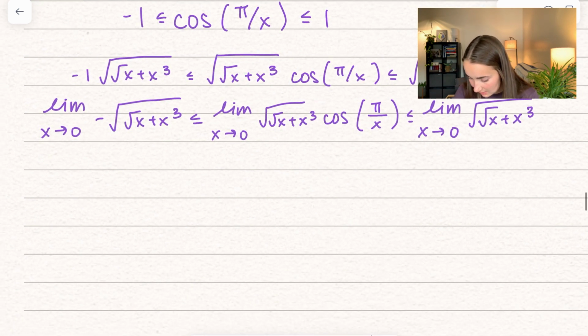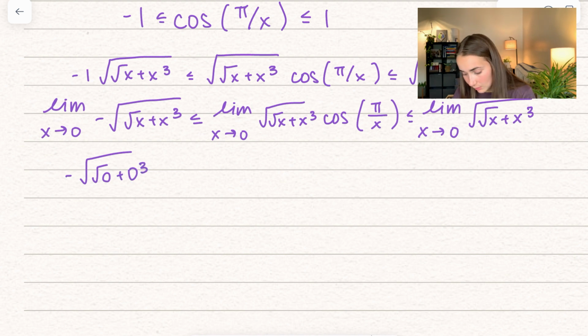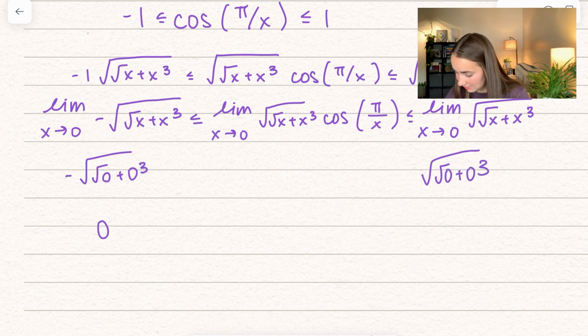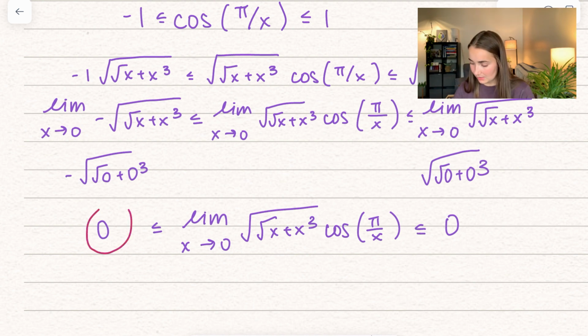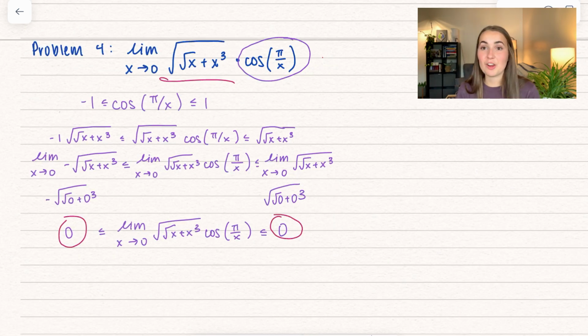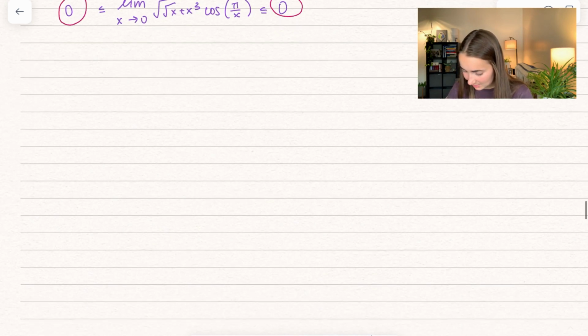So when I do that, I get the negative square root of 0 plus 0 cubed. We know that this is equal to 0. Same thing with our other side. I get the square root of 0 plus 0 cubed, which is equal to 0, which tells me my limit has to be bounded between 0. So since it's bounded between 0 on both sides, that means our original limit actually equals 0. And so that's how we would use the squeeze theorem to solve this limit. Let's go ahead and look at our next problem.